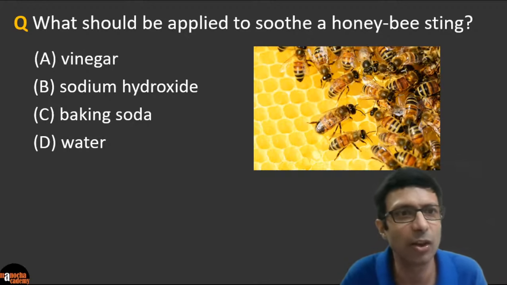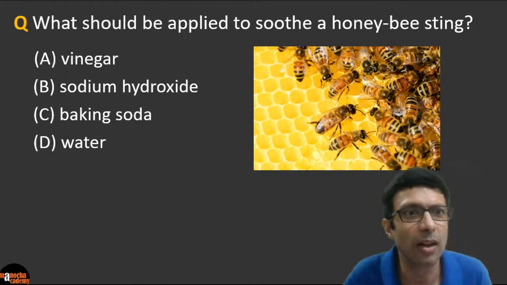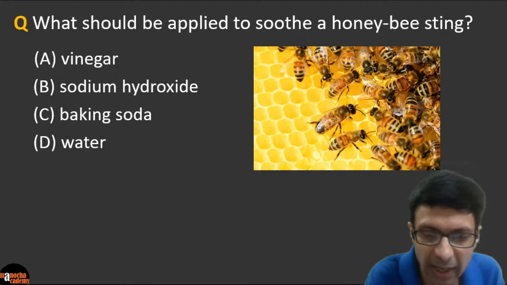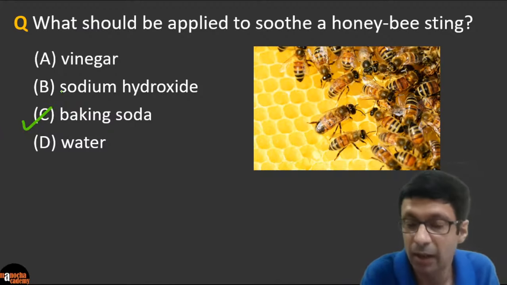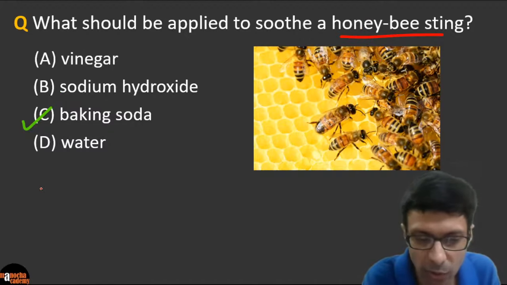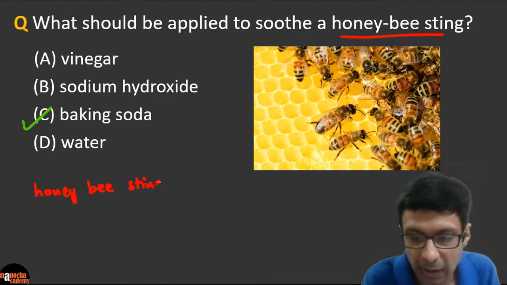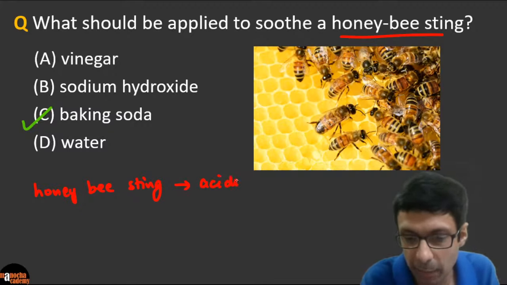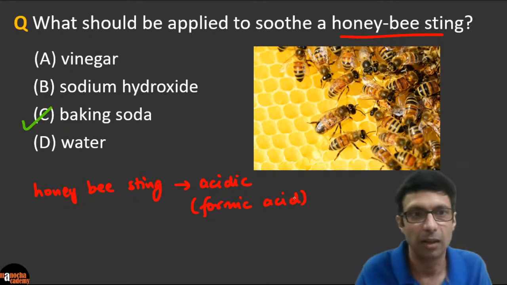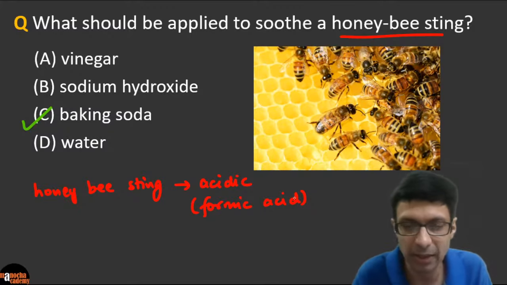Very good, excellent. I see a lot of you have written the correct answer. Nazneen Sheikh, baking soda, very good, guys. Suryansh, excellent. Nipun, excellent. You guys are saying baking soda is the right answer. Why? Let's discuss. Because a honeybee sting is acidic in nature. Let's write that down here. The sting of a honeybee is acidic in nature, because the main acid there is formic acid. So the honeybee sting contains formic acid and that causes the pain. There are other chemicals also.